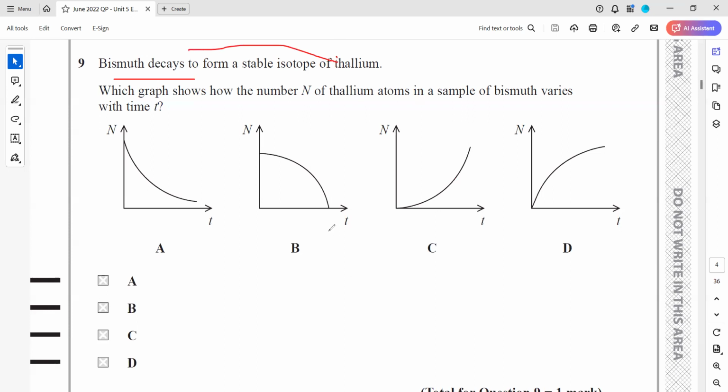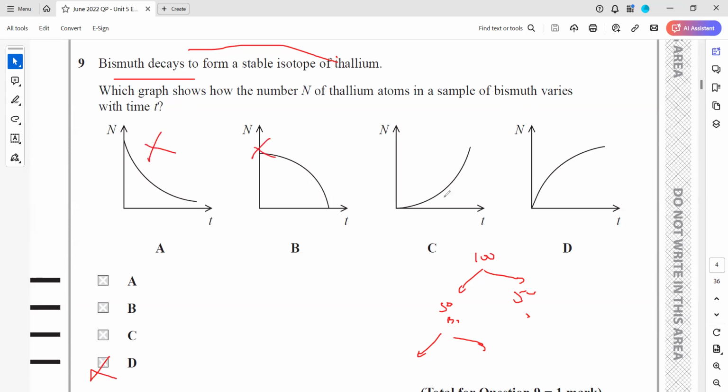In the beginning, there is a greater increase. If 100 atoms of bismuth are there, out of 100, 50 decay and 50 remain, so 50 bismuth and 50 thallium, then out of the 50, again some decay. So in the beginning there will be a greater proportion change, but later a small proportion change. That's why D is right. A and B are totally wrong.